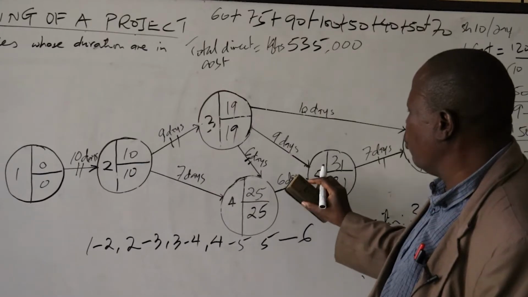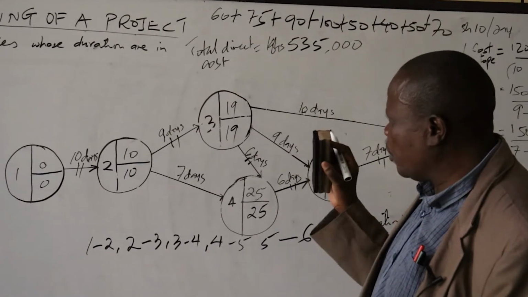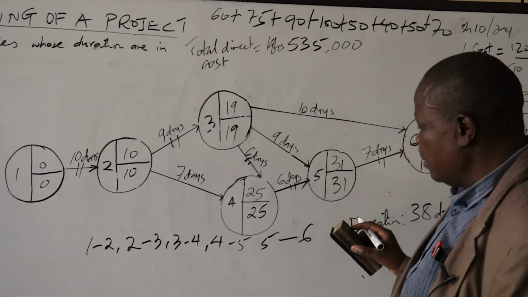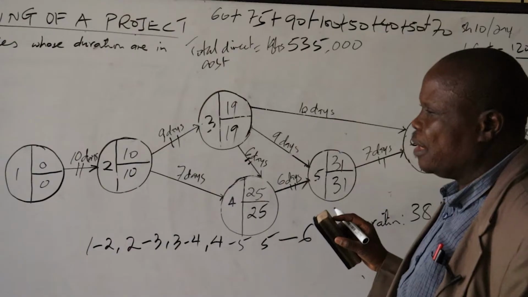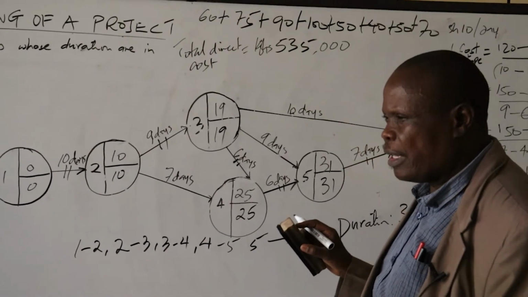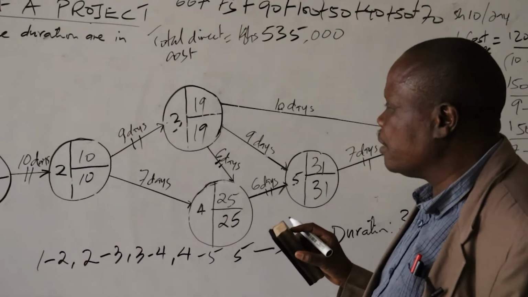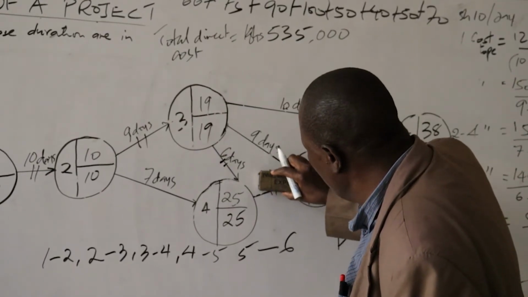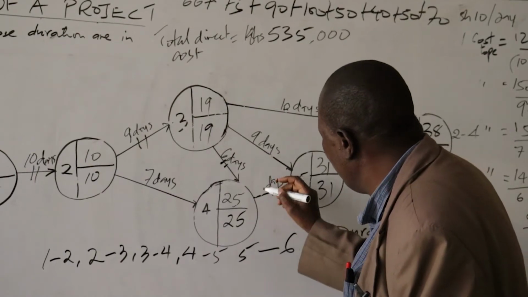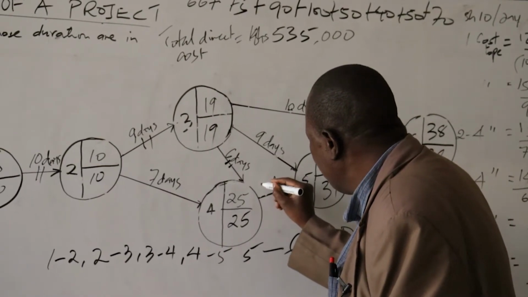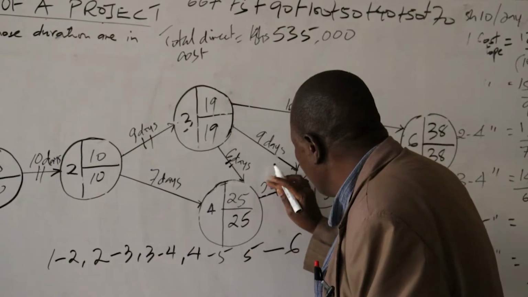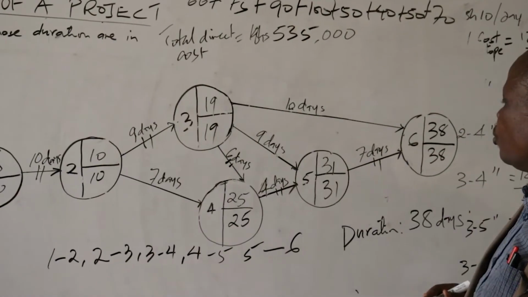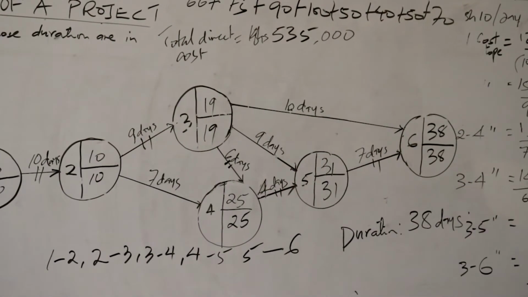There are 2 days available for crashing of this activity. That is the normal time minus the crash time, which gives us 2 days available. So we reduce the duration of the project by 2, and 6 minus 2 becomes 4 days.